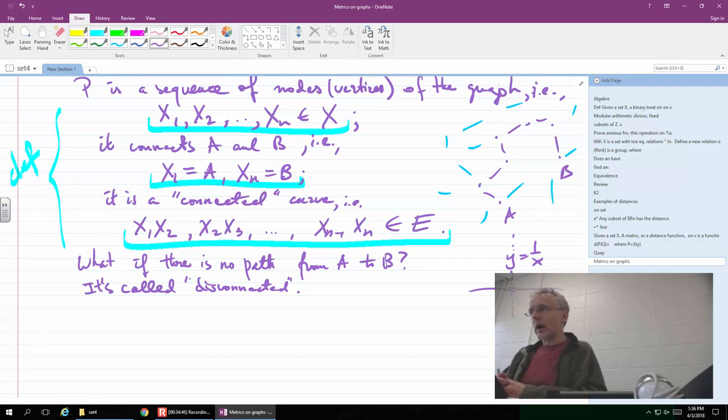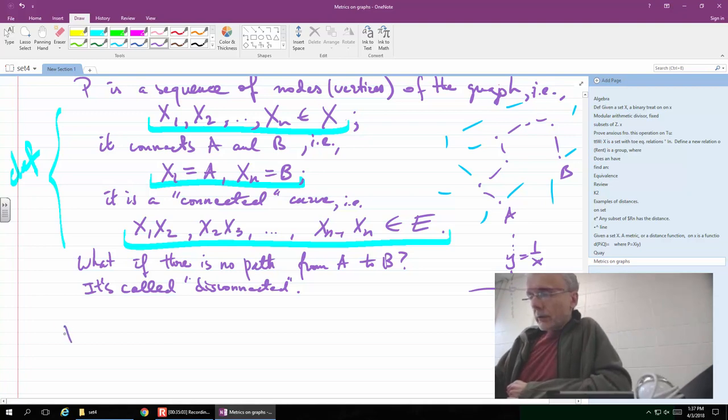We're still trying to define the distance. This was just a stepping stone to define a path. We know what the path is now, and now we are ready to define it.